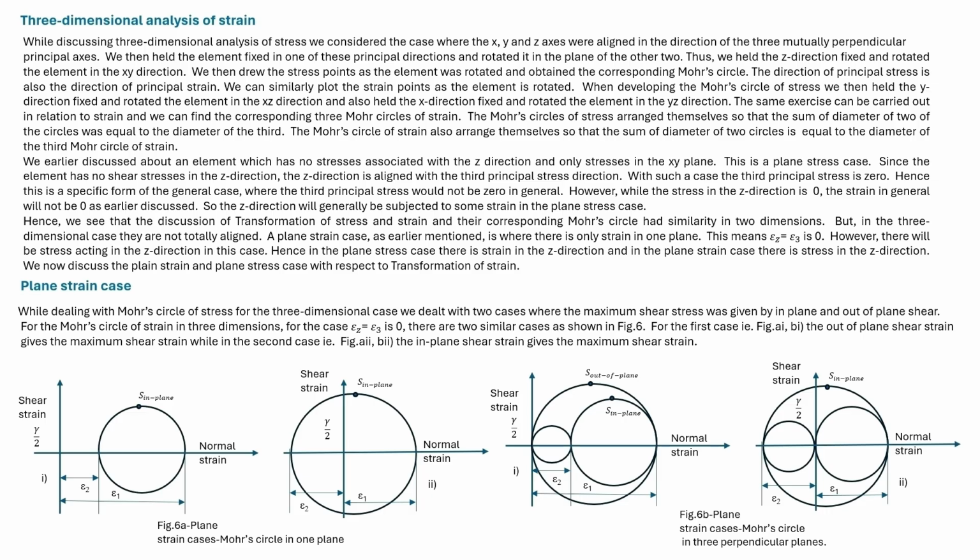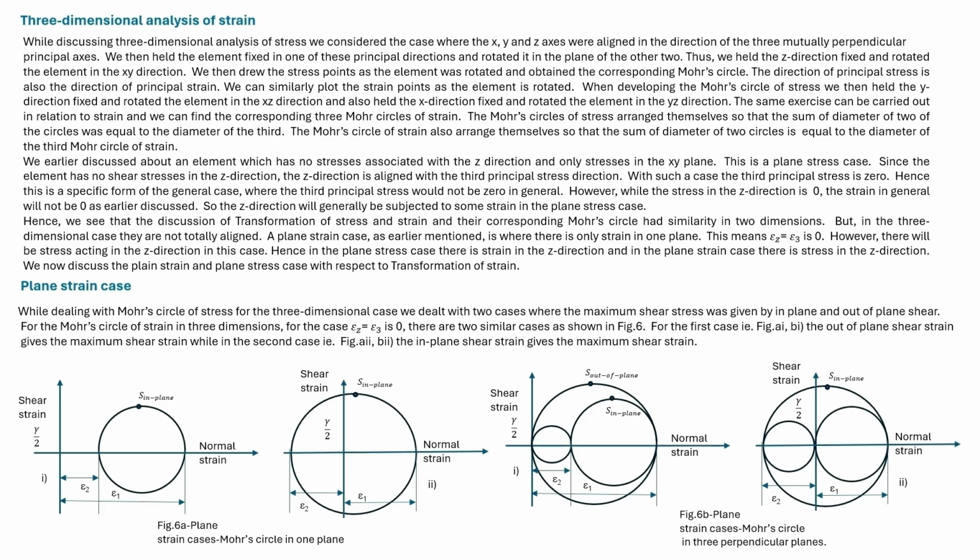So here again, we can align the z-axis along the direction of the third principal strain. We can then rotate the element in the xy plane. We can develop the corresponding Mohr circle of strain. We can align the y-axis along the direction of the second principal strain. We can then rotate the element in the xz plane and draw the corresponding Mohr circle of strain.